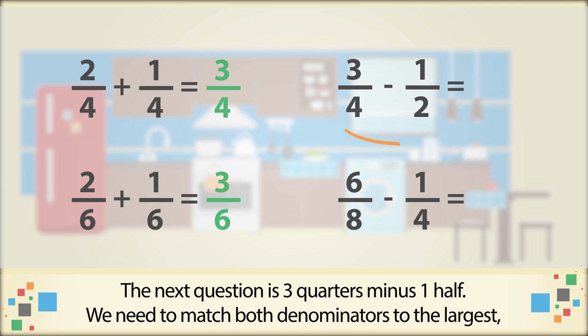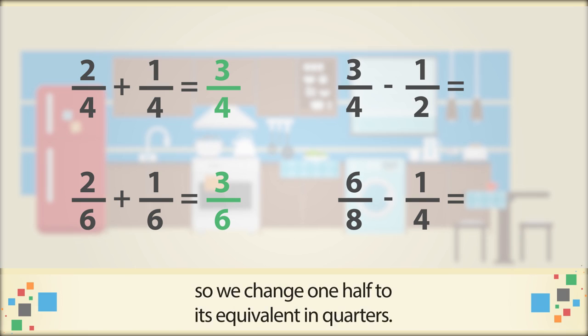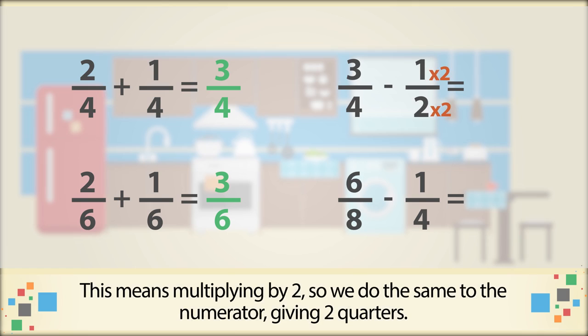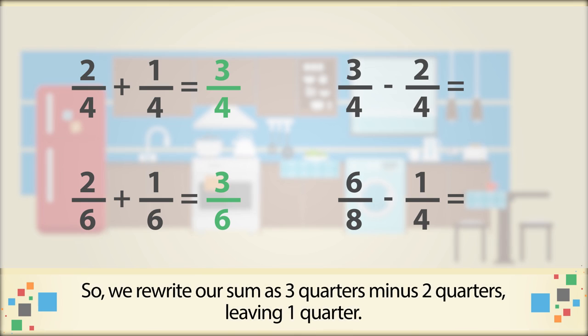The next question is 3/4 minus 1/2. We need to match both denominators to the largest, so we can change 1/2 to its equivalent in quarters. This means multiplying by 2, so we do the same to the numerator, giving 2/4. So we rewrite our sum as 3/4 minus 2/4, leaving 1/4.